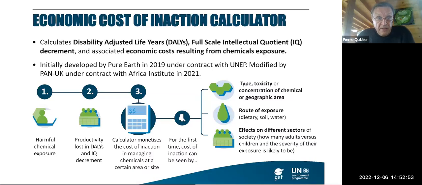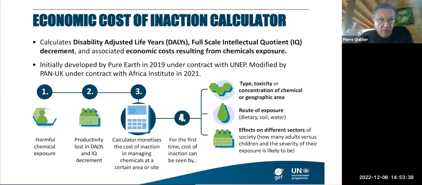Along with this vulnerability calculator that gives you the means to prioritize, there is the economic cost of inaction calculator. It calculates the DALYs, the disability adjusted life years, with full-scale intelligence quotient, the IQ decrements, and the associated economic costs resulting from chemical exposures. So in terms of DALYs and in terms of IQ, we can calculate this economic cost. It was initially developed by Pure Earth, which was contracted by us and modified with PAN UK and the Africa Institute later on.